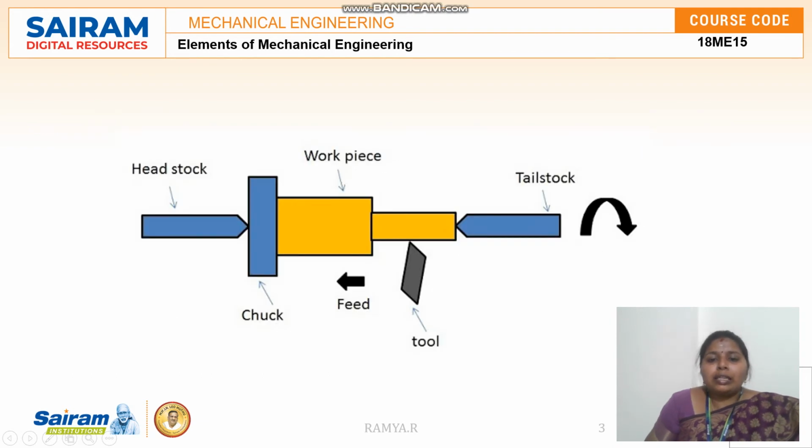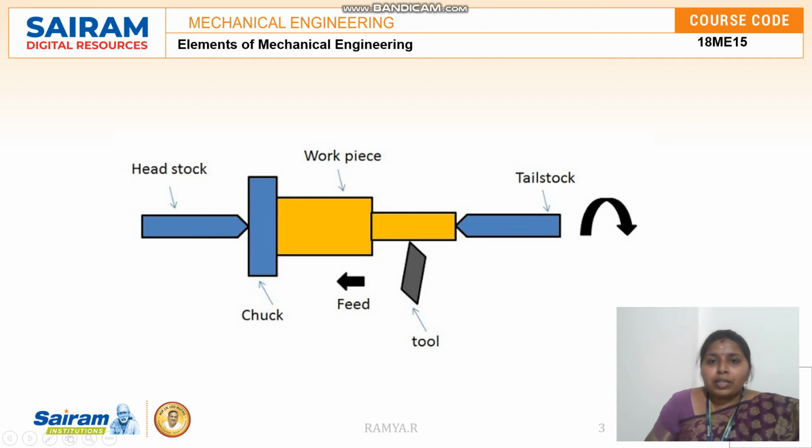This is the basic layout of a lathe machine. It consists of a headstock, chuck, workpiece, tailstock, and a tool. In the headstock, the chuck is placed. The chuck may be a 3 jaw or a 4 jaw. The workpiece is held in the jaw with the help of a chuck key.